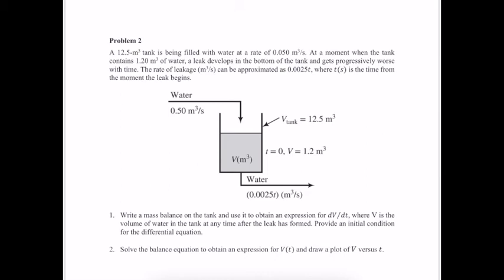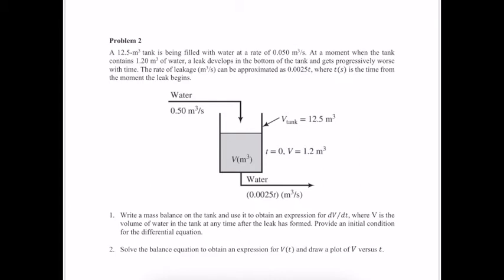In this video, we'll practice solving transient material balances by going through the solution for problem 2 of the Chapter 10 Lecture Examples worksheet, which you can find on the home page of Canvas. In this problem, the premise is that we have some sort of tank that's being filled with water. And then at some point, this tank develops a leak that progressively gets worse over time. We're given both the rate of the water going into the tank, which is constant, and also the rate of the leak, which is linear with respect to time.